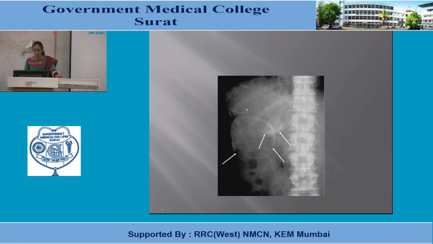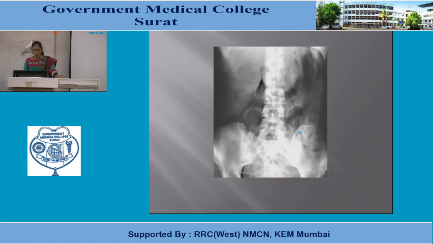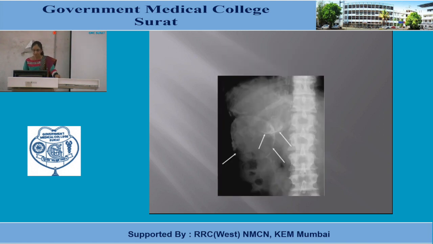There is a well-defined rounded opacity noted in the right hypochondrium with peripheral curvilinear calcification. This may be due to hydatid cyst calcification in the liver or an old calcified abscess.